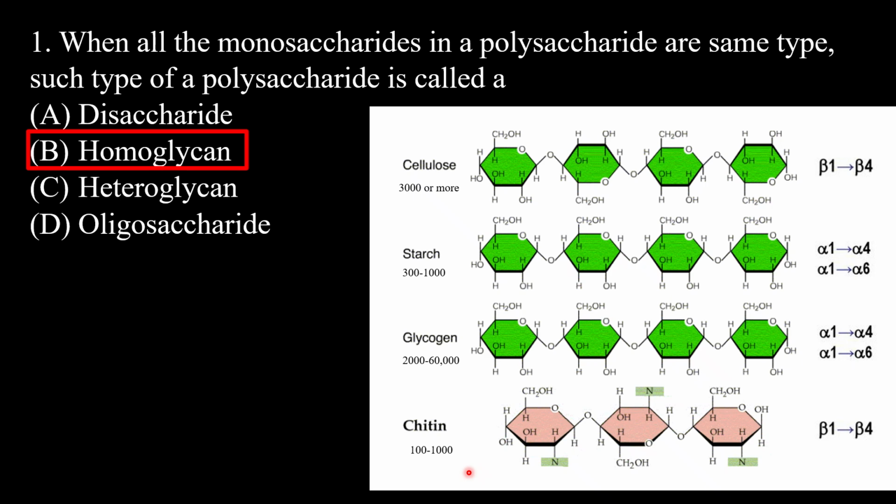And the other difference is the linkages, as these monosaccharide units are linked together by glycosidic linkages. The glycosidic linkage in cellulose is beta 1,4. The glycosidic linkage forms between beta 1 and beta 4. In starch, the glycosidic linkage is alpha 1,4 for the straight chain, and for the branches there are alpha 1,6 linkages. For glycogen there are alpha 1,4 and alpha 1,6 linkages, and for chitin there are beta 1,4 linkages. So that's how homoglycans are made up of same units, and these are the examples of these homopolysaccharides.